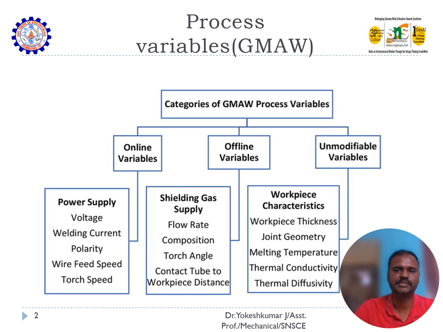Here I have listed the important process variables used in the GMAW process. These process variables are categorized into three types. The first is the online variable, related with the dynamic part of the welding process, for example power supply, feeding systems, torch speed, etc. The second category is offline variables, related with flow rate, composition, angle, etc.